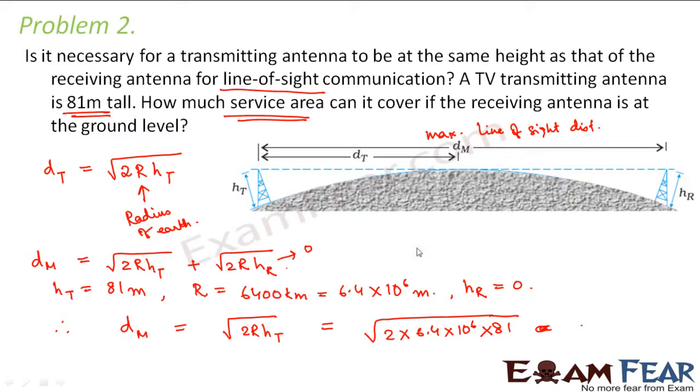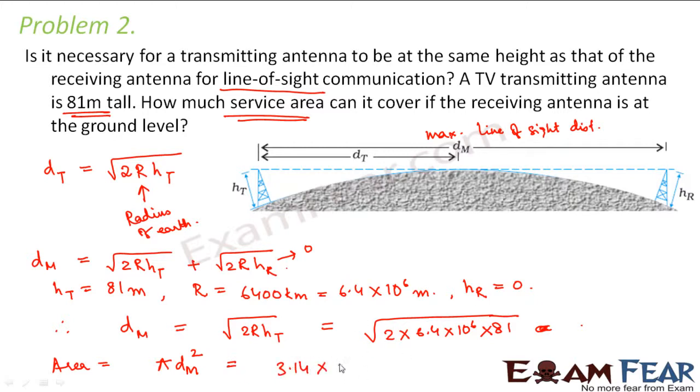So what would be the area? The area would be equal to pi r square. What is r here? r is dm, because the area which it will cover would be a circular area with this distance as radius. So this will be equal to 3.14 into dm square.